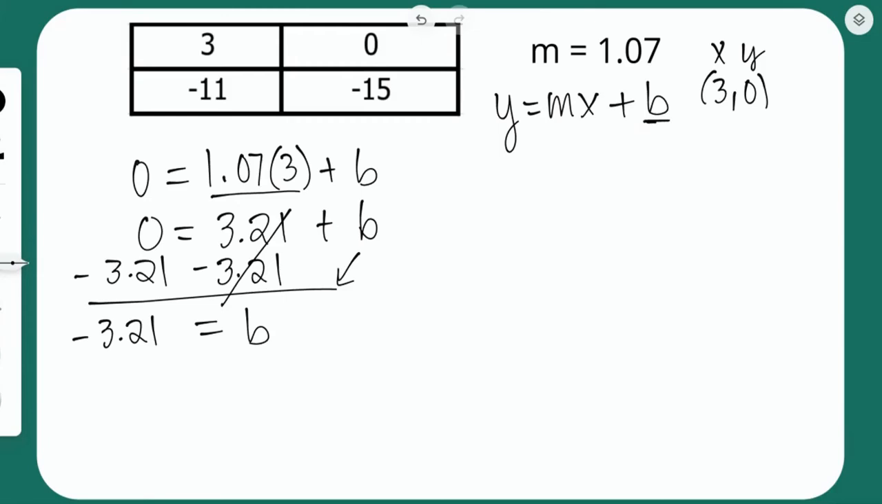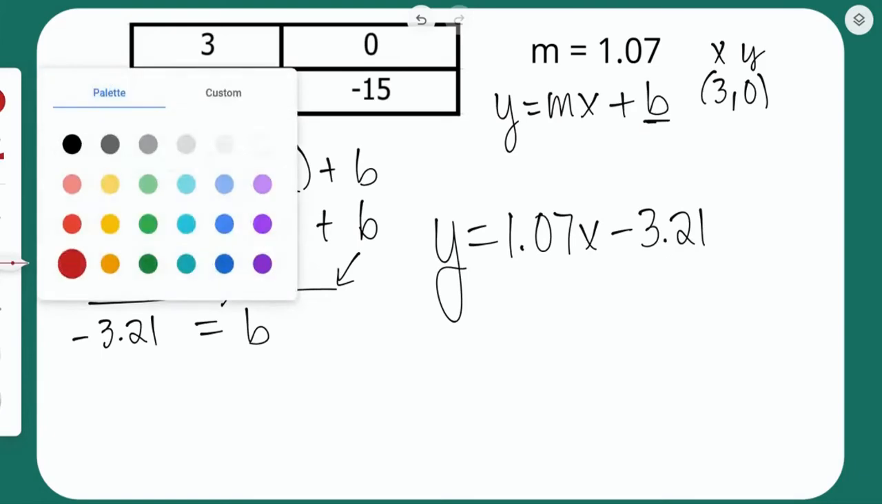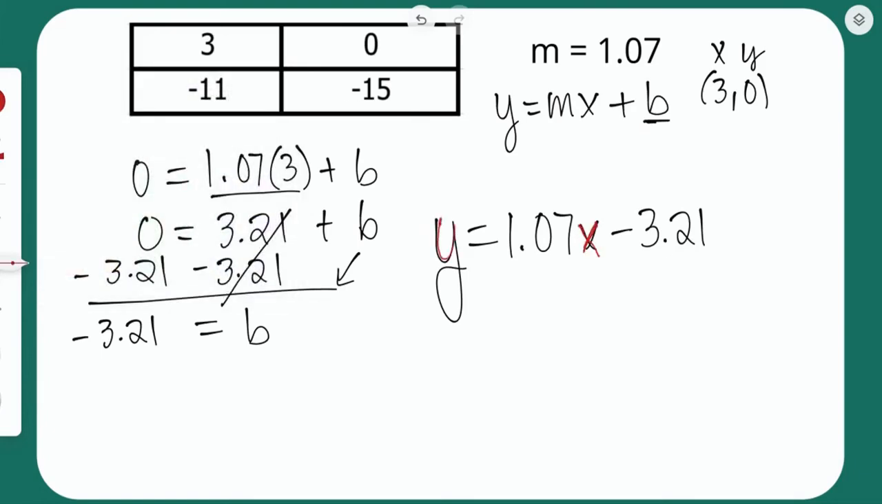So now we know slope. Now we know y-intercept. We can rewrite this equation in slope-intercept form. We have y equals 1.07x minus 3.21. And you'll notice that when we write our equation in slope-intercept form, we leave x and y here. And the reason we do that is because we want to be able to plug in any x and see what our y value would be, or alternatively plug in any y and see what our x value would be. So we want to leave x and y in this equation. What we do substitute in is our slope m and our y-intercept.